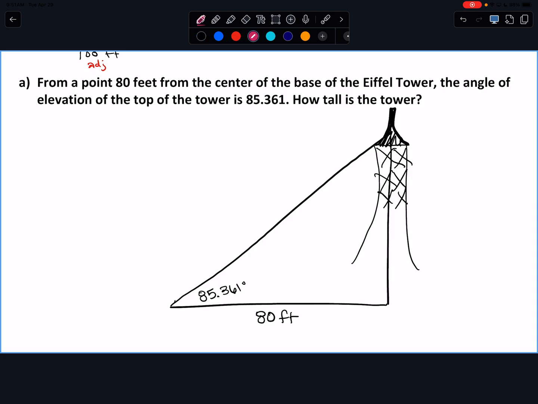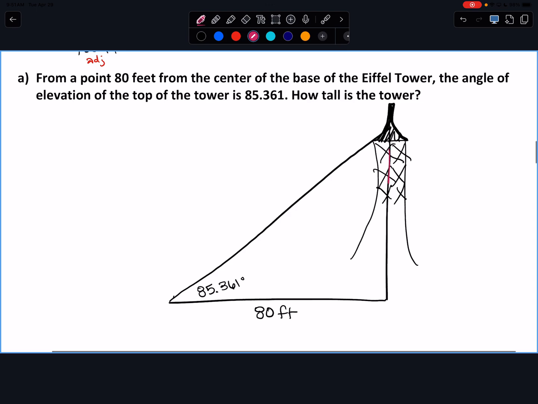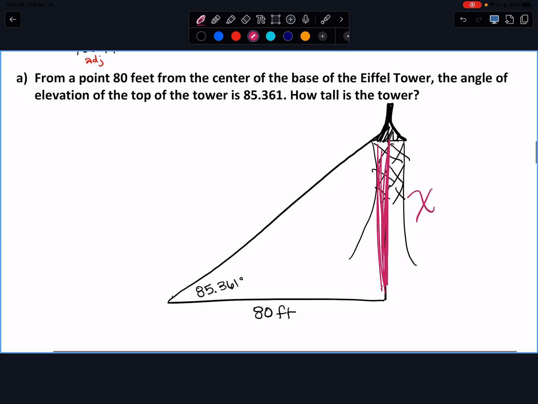So are we looking for that diagonal line or that vertical line? Vertical, there we go. I'm looking at this one, right? So I'm going to call that X, okay? So if it's perfectly at the center, that is a 90-degree angle, right? Think about 85.361. Are you going to be leaning, looking way up there? If it's at 85.361 versus 17.5 degrees? Yes. So it's going to be really tall, right?